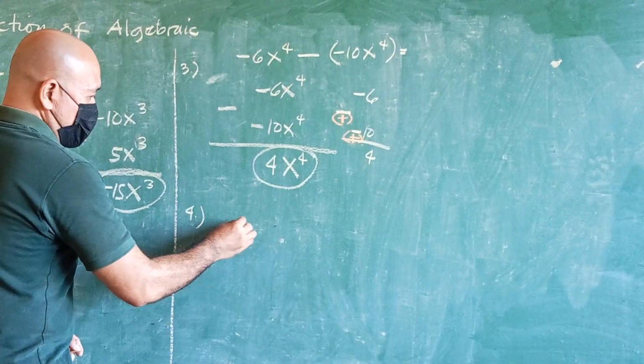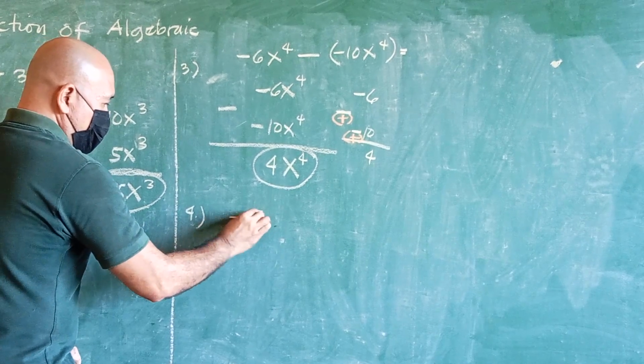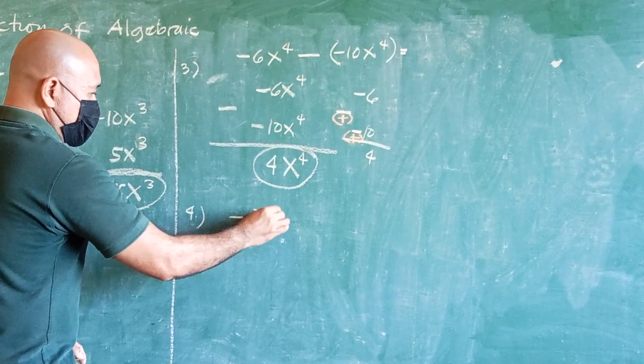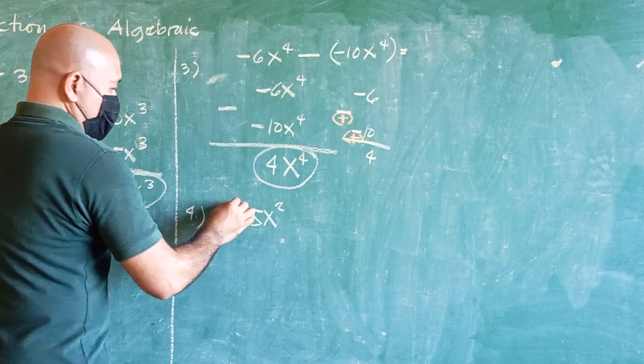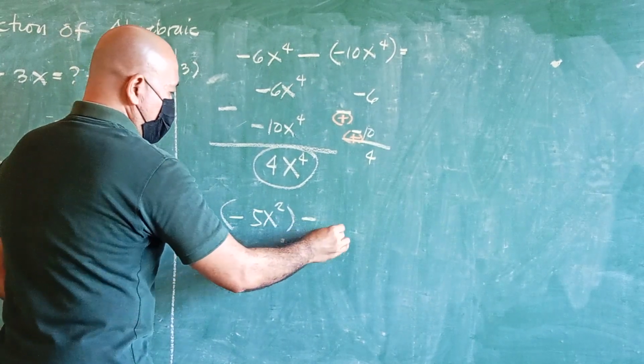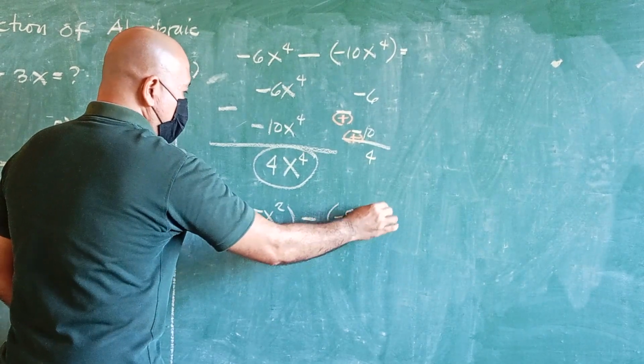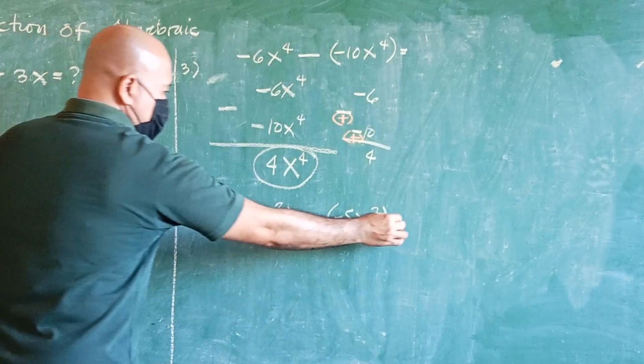Supposedly you have negative 5x raised to the power of 2. And then you may close that one in parentheses, minus negative 5x raised to the power of 2. What is the answer?